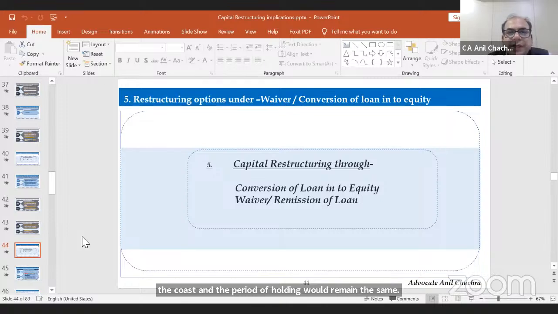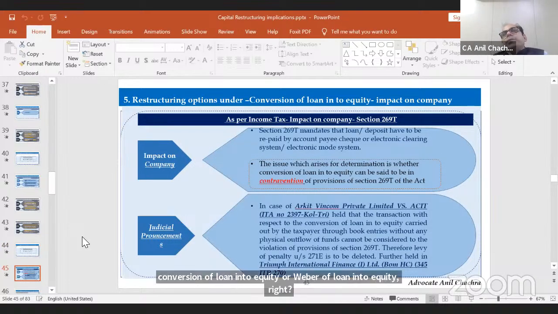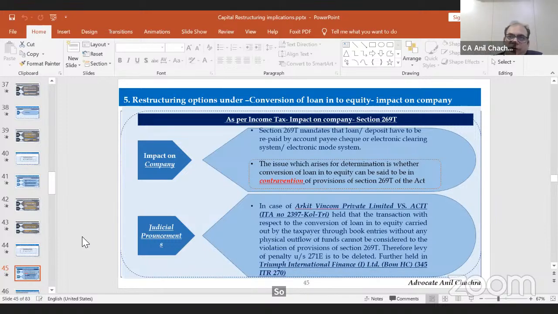The fifth portion is capital restructuring through conversion of loan into equity or waiver of loan, right? So conversion of loan into equity. That means if I am holding a debt and I want to convert the debt into the equity side, what would be the implication? In the IBC company, in the insolvency cases, right? Or in the case of special stress cases, stress company cases, a company wants to convert their loan into the equity, lenders want to convert the loan into equity. What would be the tax implication?